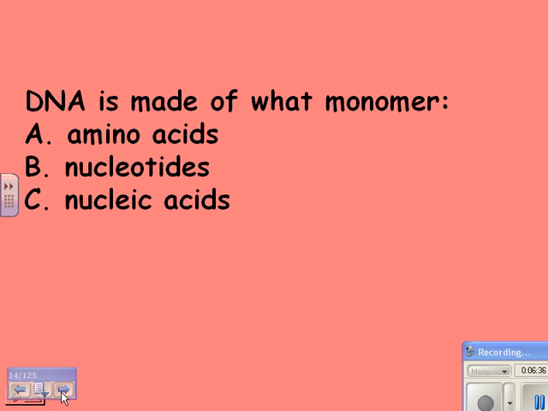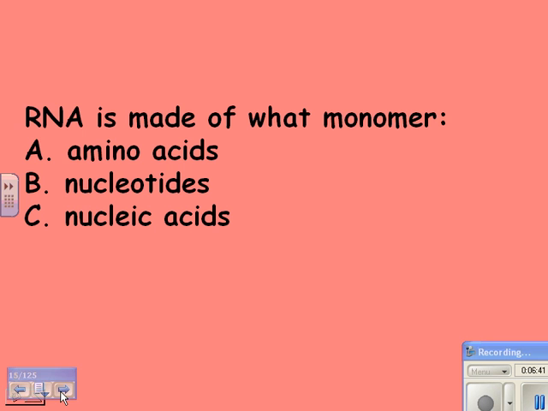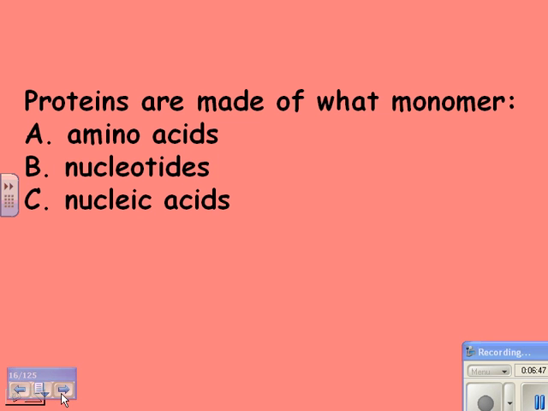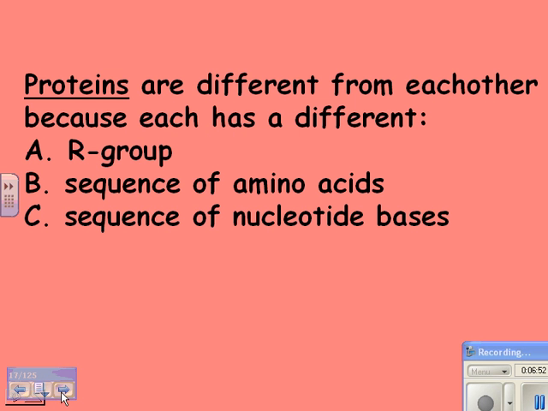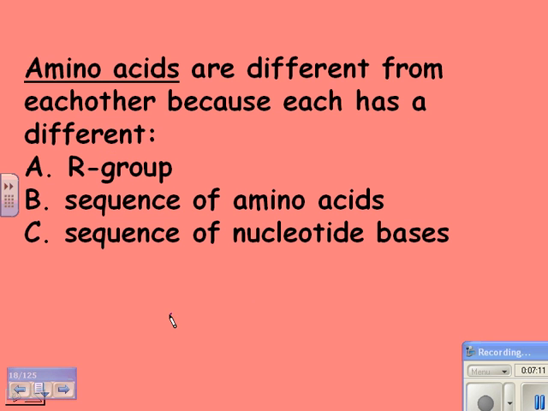DNA is made of what monomer? DNA is made out of nucleotides. RNA is also made out of nucleotides, that's the monomer. Proteins are made out of what monomer? They are made out of amino acids. Proteins are different from each other because each has a different sequence of amino acids. And you might have lysine first and then isoleucine and then glutamate. So it's the order of amino acids that makes each protein different from another. And remember those amino acids, leucine and isoleucine and valine, all those.